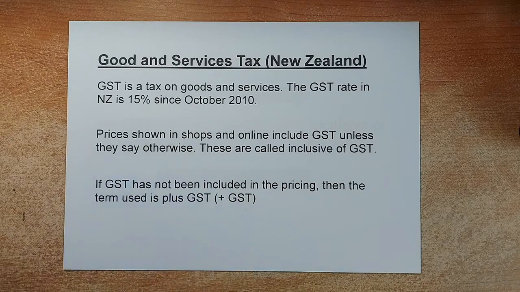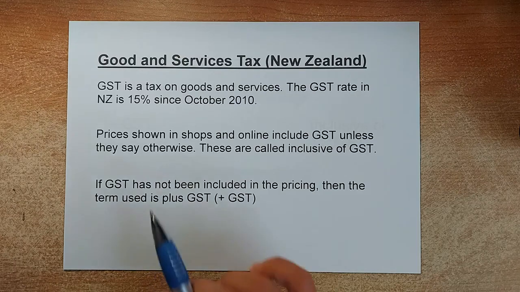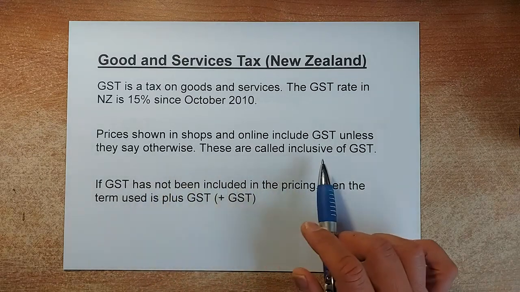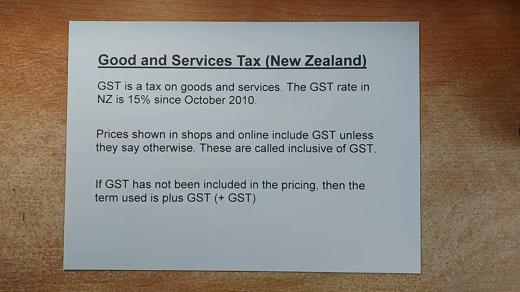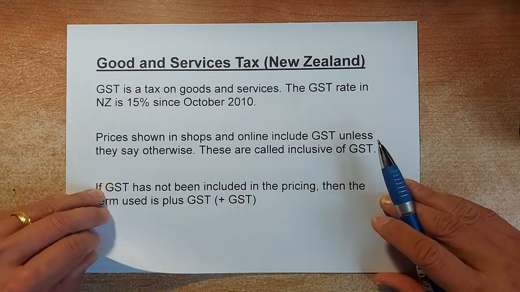Prices shown in shops and online include GST. For example, if you go to the supermarket, all the prices include GST, unless they say otherwise. These are called inclusive of GST. If GST is not included in the pricing, then the term they use is plus GST, or simply plus GST. So there are two calculations that you need to know.